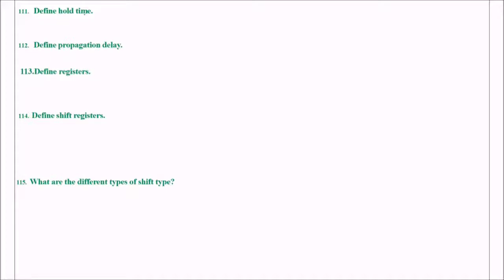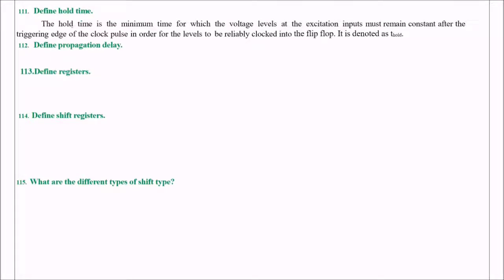Define hold time. What is the hold time? The hold time is the minimum time for which the voltage levels at the excitation inputs must remain constant after the triggering edge of the clock pulse in order for the levels to be reliably clocked into the flip-flop, and this is denoted by T hold.